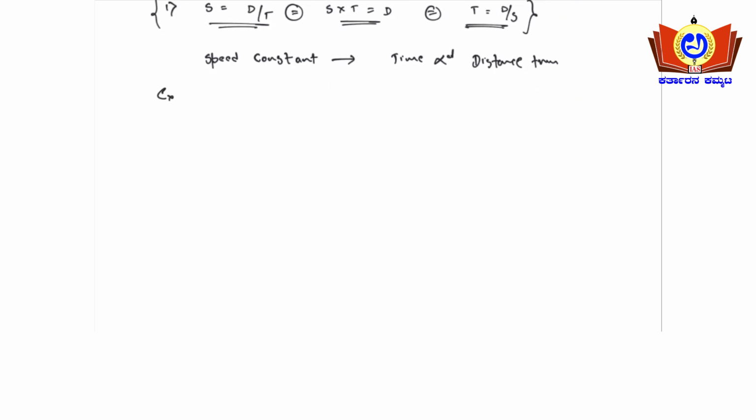Say for example, a car moves for 2 hours at a speed of 25 kilometers per hour. So time given is 2 hours, speed will be 25 kilometers. So this is a simple example, okay?